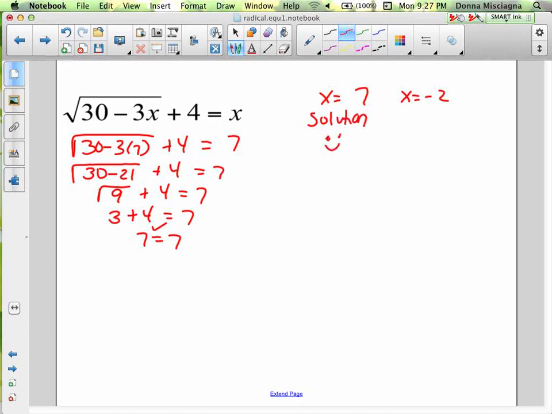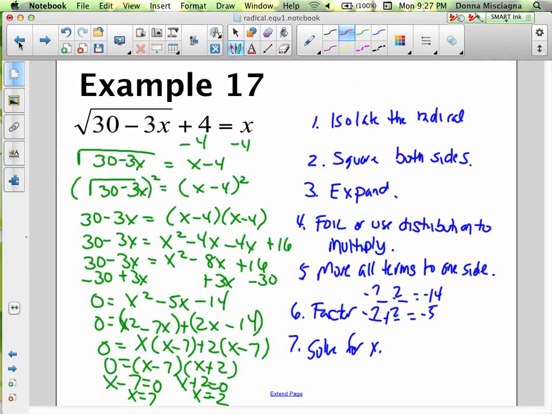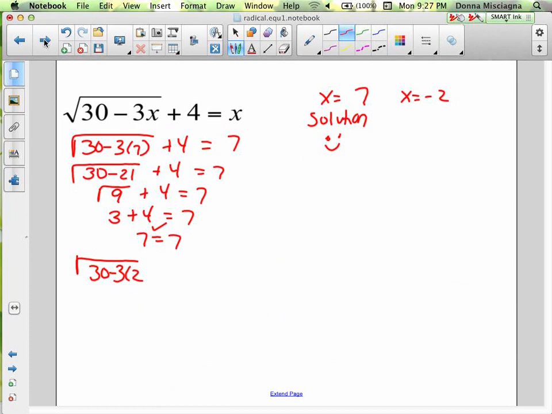Let's test the other one. So we have the square root of 30 minus 3 times, wait. Did I write the wrong thing from the last page? No, that was written correctly. X equals negative 2. Just want to double check. A lot can happen when I go from one page to the next.